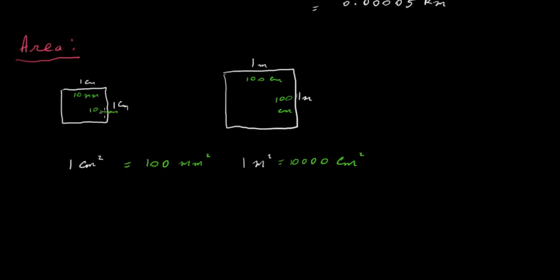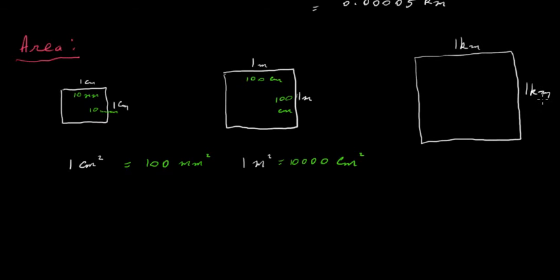Okay, so we've done centimeters to millimeters squared, and we've done meters to centimeters squared. Let's look at the last one then. We'll do kilometers here. So we'll do a bigger square again. This is 1 kilometer here by 1 kilometer to give us 1 kilometer squared. So this area here is 1 kilometer squared.